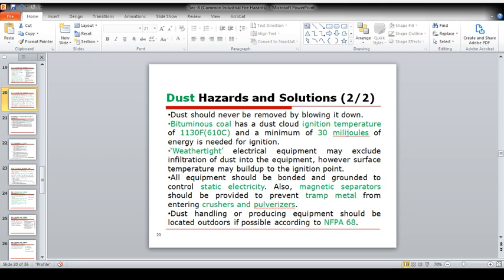Weather tight electrical equipment may exclude infiltration of dust into the equipment. However, surface temperature may build up to the ignition point. All equipment should be bonded and grounded to control static electricity. Also, a magnetic separator should be provided to prevent trapped metal from entering crushers and pulverizers. And dust handling or producing equipment should be located outdoors if possible, according to NFPA 68. So if the equipment is made in a way which is open, it will go to the open environment rather than being confined somewhere.